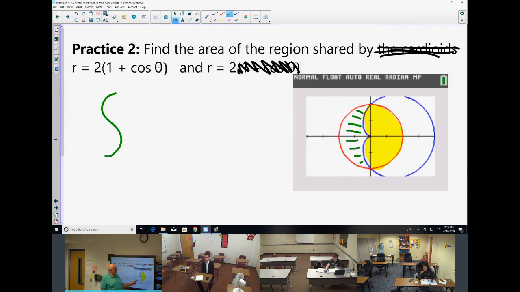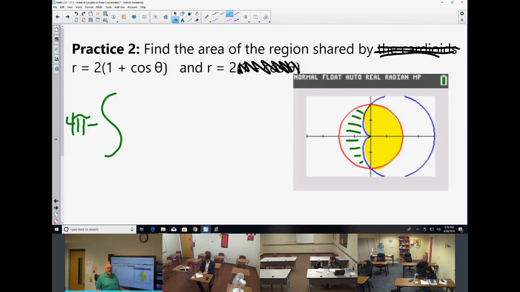Well, how about this? What if I found this area and then subtracted it from pi r squared, the circle? Does that make sense? Yeah. So the radius here is 2, so the area of the circle is going to be 4 pi. So if I took 4 pi minus this area, then I would get the area that I want. Okay? So then the question is how do I find this green area?